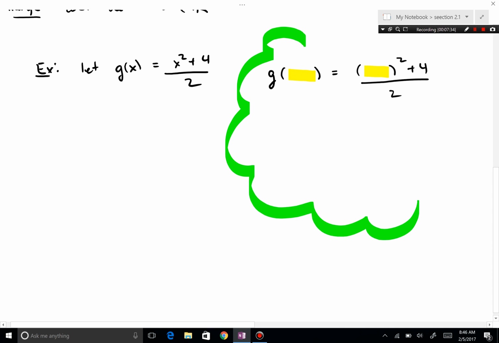So for example, let's say they say: find f, can't say f, we're working with g here, g of -8. Okay, then what does that mean? Well, thinking about this, I'm going to shove -8 into both of my bubbles. So this becomes -8 squared plus 4 all over 2, which is 64 plus 4 all over 2.